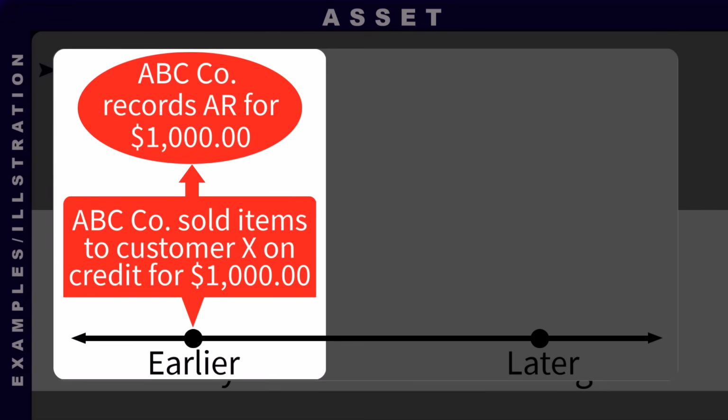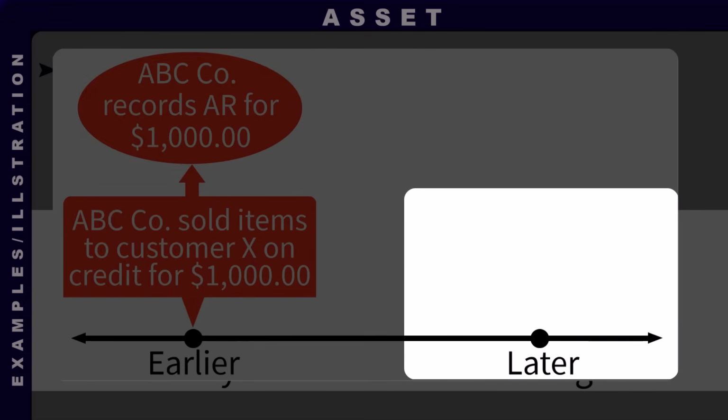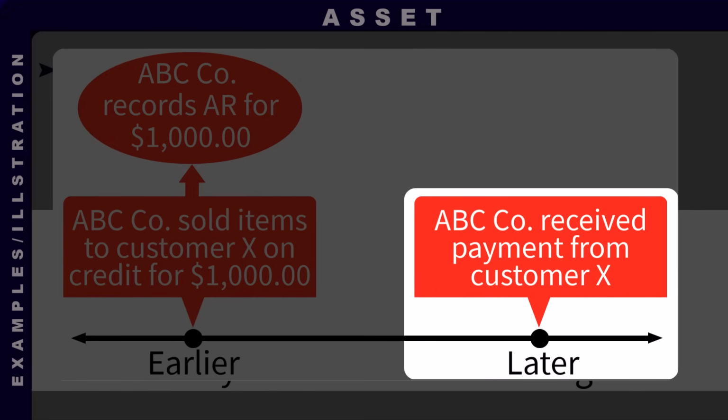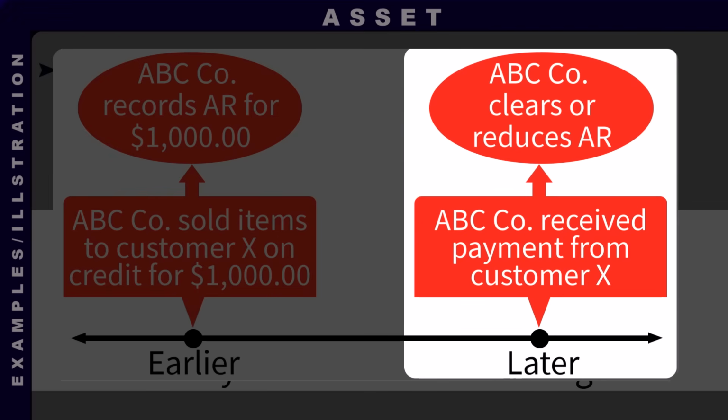Let's now move to the future and see what happens when the customer pays. Alright, here at some point, payment is received from the customer for the credit sale made earlier. Whenever payment is received from a customer for a credit sale, the accounts receivable credit is settled or offset by the amount of payment received.